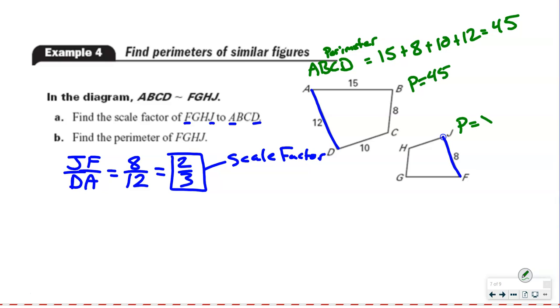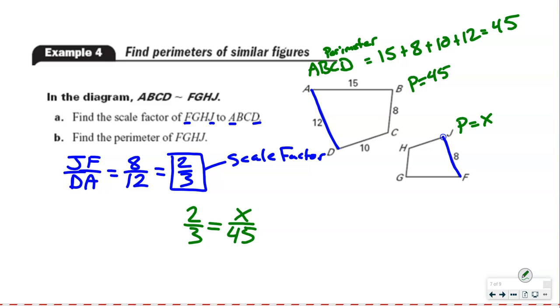Perimeter here is 45. Perimeter here is just x. We don't know what it is yet, right? That's what we're trying to figure out. So we're going to use our scale factor of 2/3, and we know our scale factor is going to be equal to the ratio of our perimeters. So it is going to be equal to x over 45.